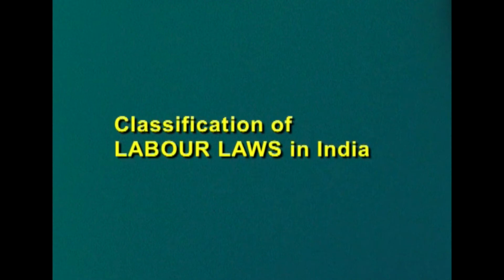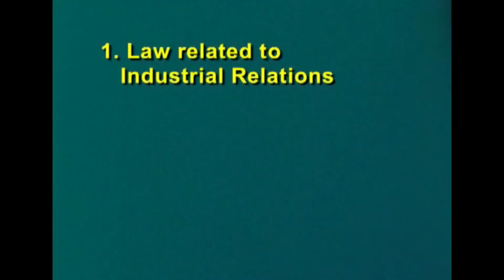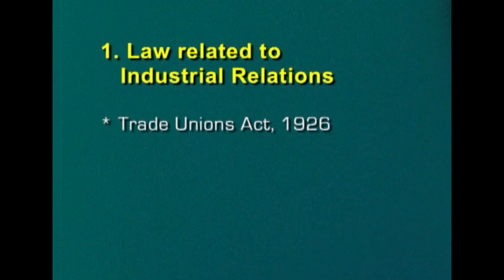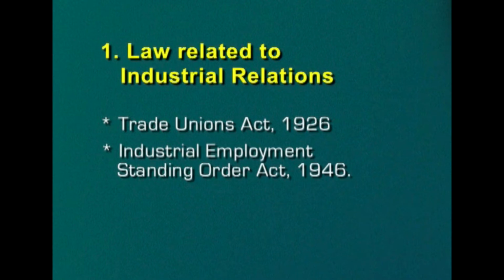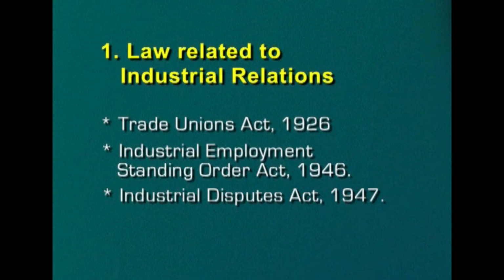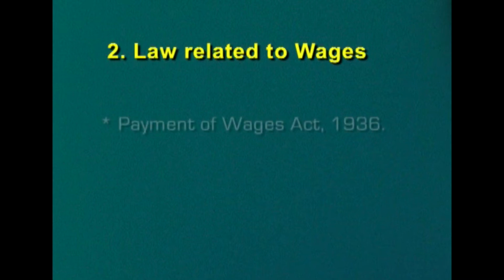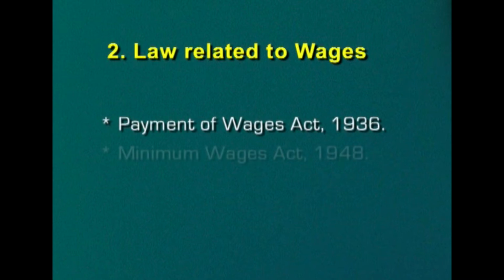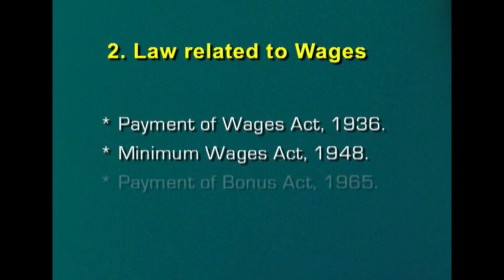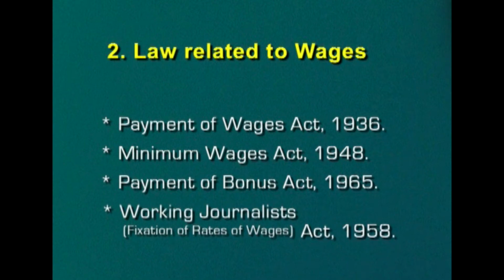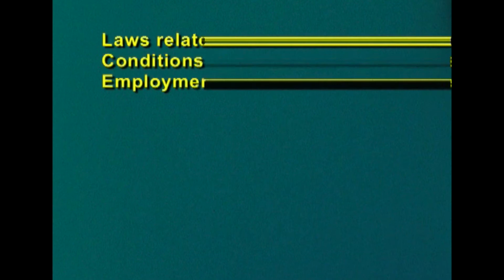Classification of labour law in India. Labour laws may be classified under the following heads. First, laws related to industrial relations such as Trade Union Act 1926, Industrial Employment Standing Order Act 1946, Industrial Disputes Act 1947. The next is laws related to wages such as Payment of Wages Act 1936, Minimum Wages Act 1948, Payment of Bonus Act 1965, Working Journalist Fixation of Rates of Wages Act 1958.